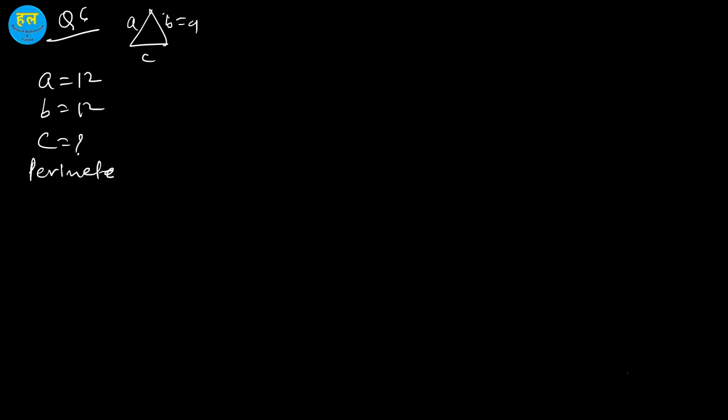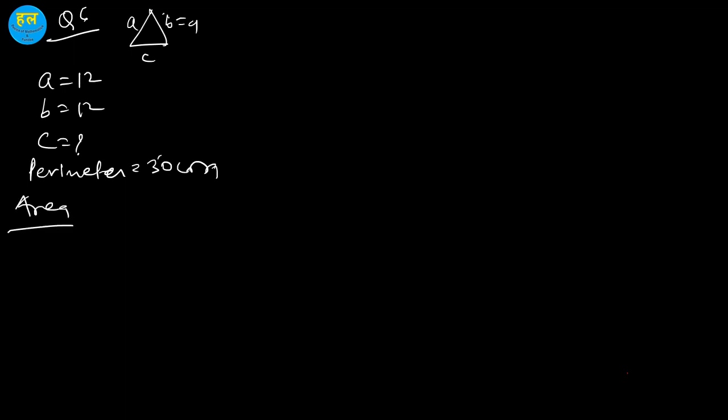Now we have three pieces of information. First, this triangle is an isosceles triangle. That means two sides are equal. Then we have the equal sides. What we don't have is the unequal side. Then we have the perimeter. What is the perimeter? It is 30 centimeter. We have to find the area.